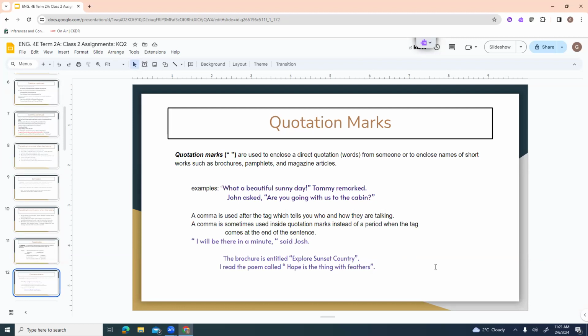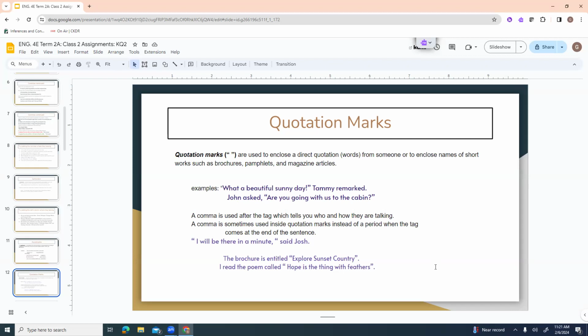Quotation marks. These are used to enclose a direct quotation or words from somebody, or to enclose names of short works, such as brochures, pamphlets, and magazine articles. So examples would be, "What a beautiful sunny day," Tammy remarked. And there's quotations around the "what a beautiful sunny day." John asked, "Are you going with us to the cabin?" And they put quotes around his actual words.